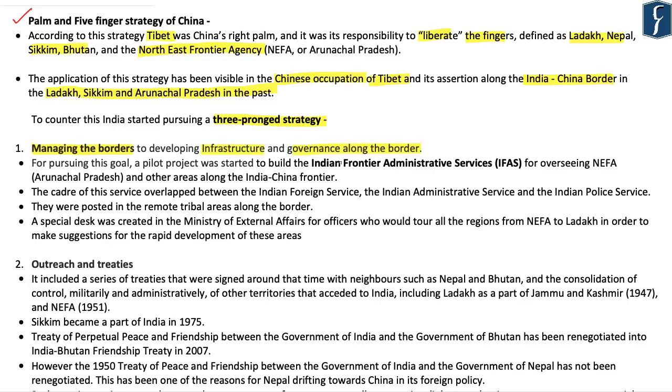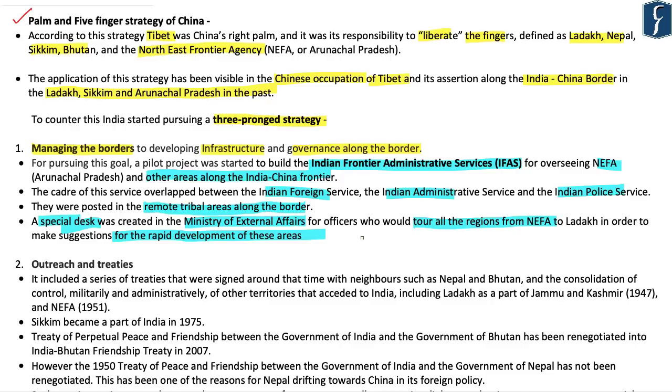And to complete this goal, India built the Indian Frontier Administrative Service, which would oversee the NEFA or the Arunachal Pradesh area and other areas along the India-China frontier. The IFAS was a service which would overlap between the IFS, IAS and the IPS, and the officers of the IFAS were to be posted in the remote tribal areas along the India-China border. Additionally, a special desk was also created in the Ministry of External Affairs, where the officers would tour all the regions from NEFA to Ladakh in order to make suggestions for the rapid development of these areas.